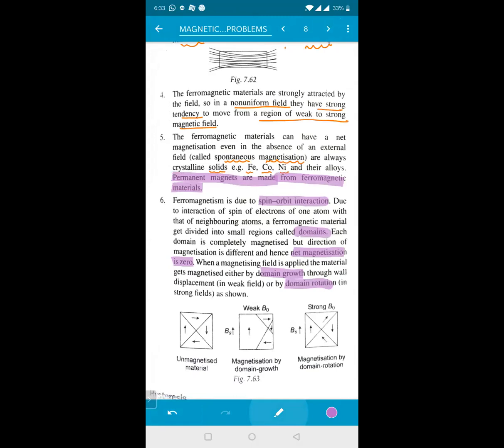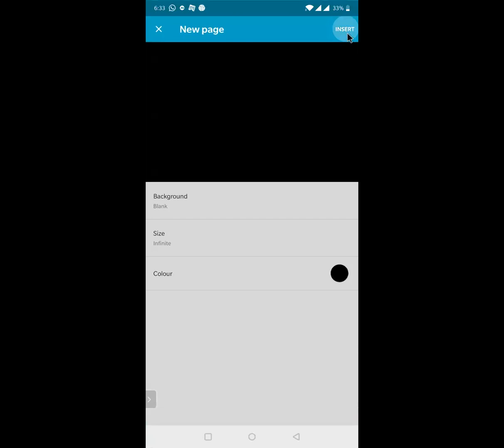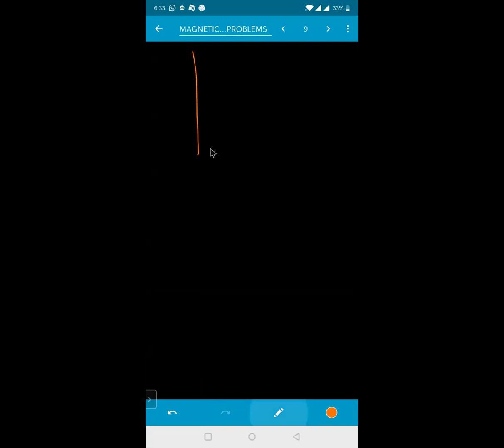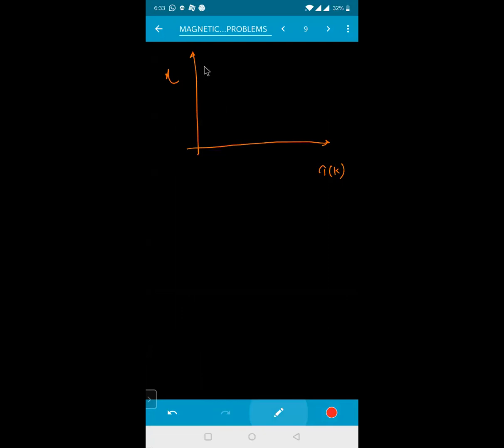So if I draw the graph for this one, we are having the susceptibility graph of a certain region. I'll just take this one. See this one. This is your susceptibility versus your temperature. In temperature, we generally take in terms of what? Kelvin. You know that it is changing from ferromagnetic to paramagnetic.